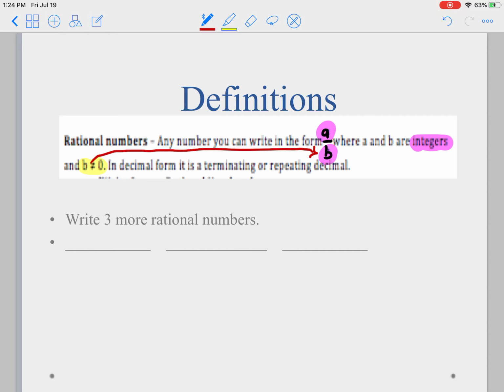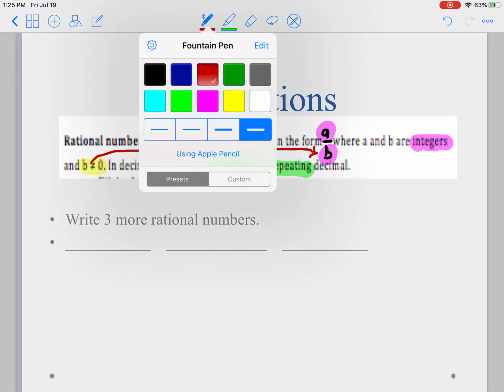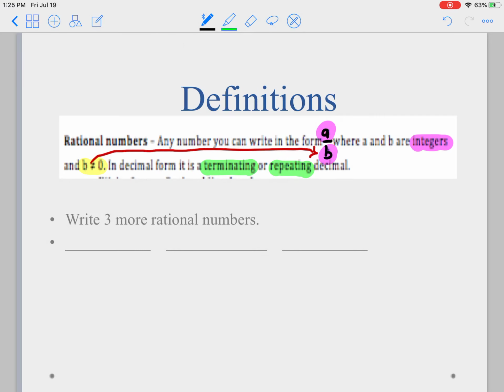This is something we will discuss further, but B cannot equal 0 because we cannot divide by 0 without getting an error. So when we take a fraction with 2 integers, one in the numerator, one in the denominator, and we write that in decimal form, what we would end up with, and this is where the definition of a rational number really concludes, is either a terminating decimal or a repeating decimal. So let's take a moment and look at what a terminating decimal looks like. Well, a terminating decimal is going to be something that ends.